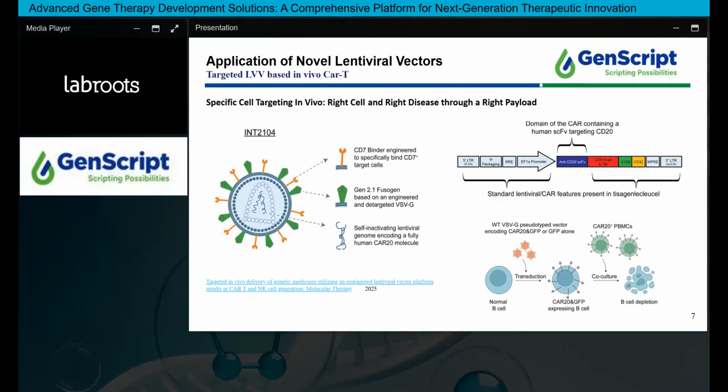The data is compelling. A single intravenous dose of INT2104 can generate a powerful army of both CAR T and CAR NK cells inside the body, capable of effectively depleting targeted B cells.